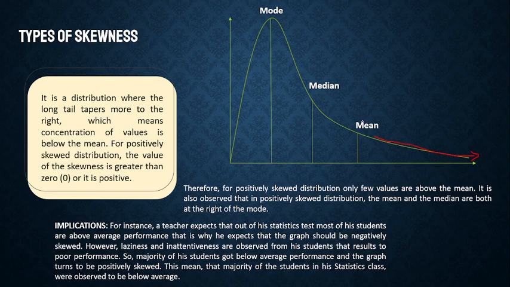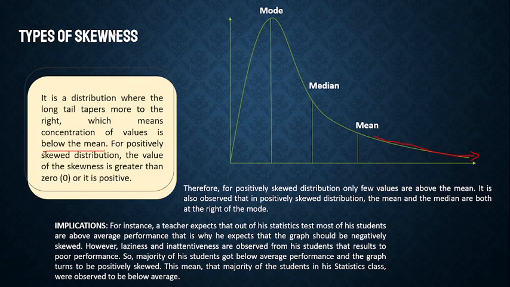So it means that in a positively skewed distribution, the value of the mean is below. Also observe that in a positively skewed distribution, the mean and the median are both to the right of the mode. The concentration of values of a positively skewed distribution is below the mean. Pababa siya, yung mga average niya is baba.